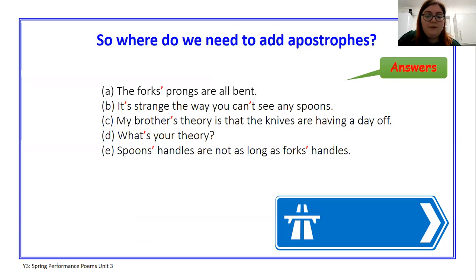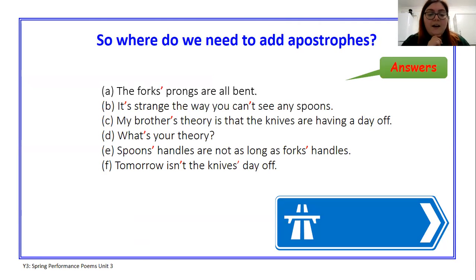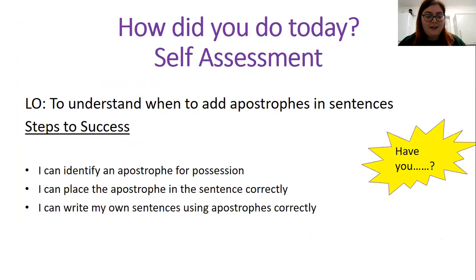E, spoons' handles are not as long as forks' handles. So the handles belong to the spoons and the handles belong to the forks. So we have apostrophes for possession there. F, tomorrow isn't the knives' day off. Oh, that's actually two in this one. I didn't spot that. Isn't is short for is not. And the day off belongs to the knives. That's one thing I didn't actually spot in there.